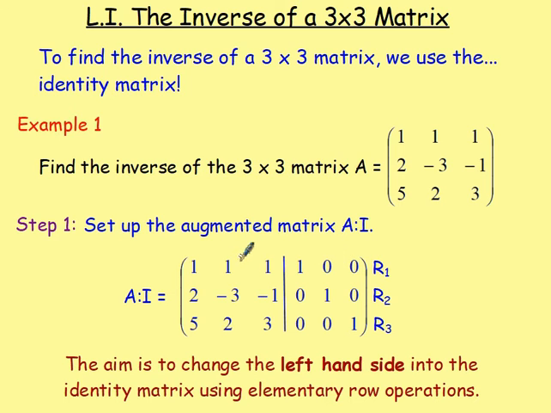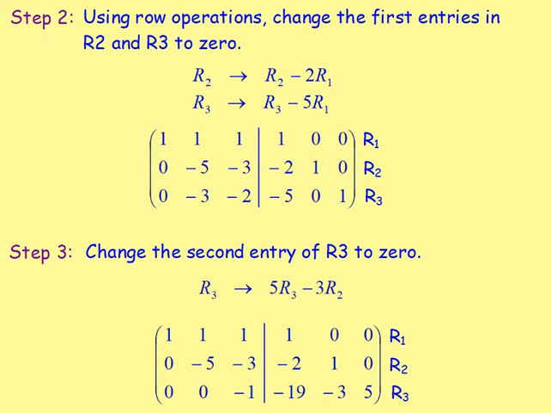So you set up your augmented matrix with your matrix A, and then beside it your identity matrix, and then you use your Gaussian elimination, so your row operations, in order to change the identity matrix from being on the right hand side to being on the left hand side. As I said, look back at that lesson if you are wanting more detail. So using Gaussian elimination, you can start to change the left hand side into your identity matrix.